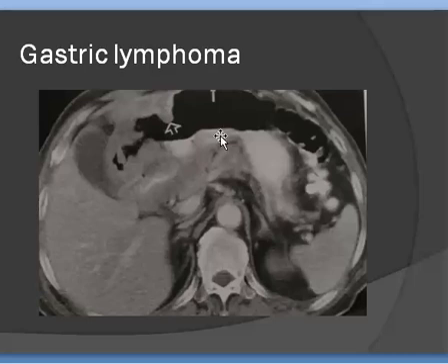Gastric lymphoma, we have large masses in the lumen and outside the confinement of the lumen, here and there, denoting exophytic components. So we have exophytic components here and here and this area. These are the characteristics of lymphomatous or lymphosarcomatous infiltration of the stomach.